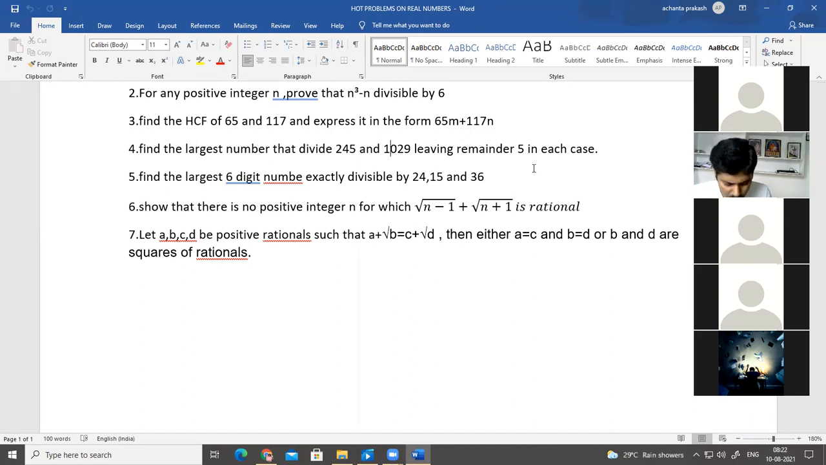Students, these are not only HOT problems, these are problems which are very essential in your future competitive examinations even. Are you trying this? Largest number that divides 245 and 1029, leaving remainder 5 in each case. How many are trying?